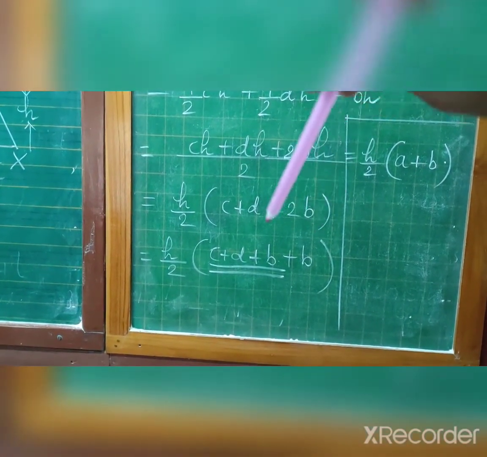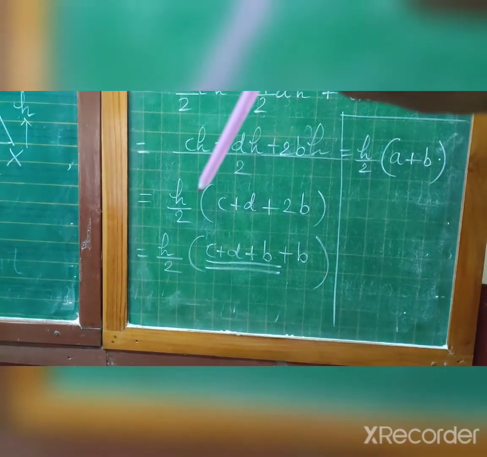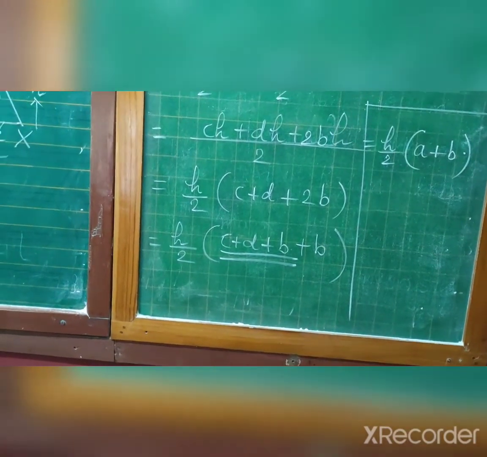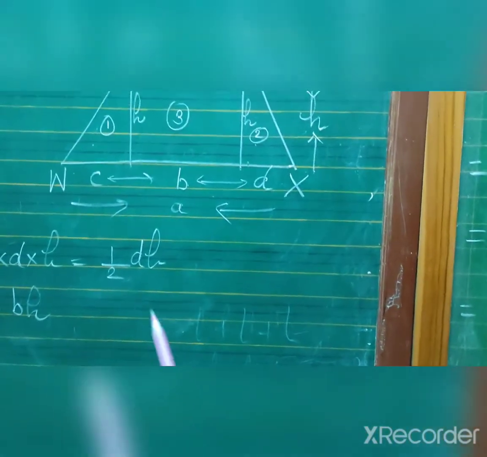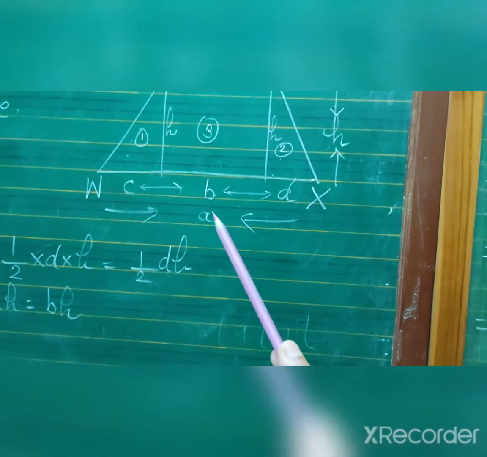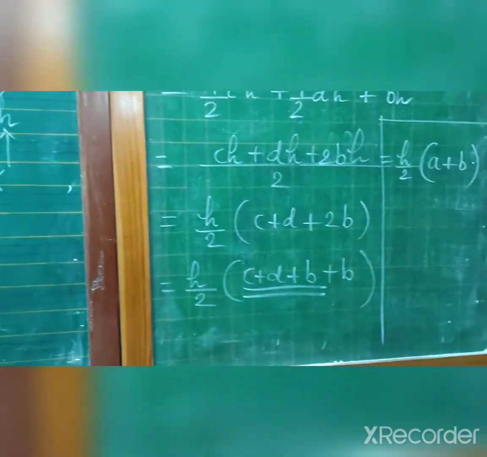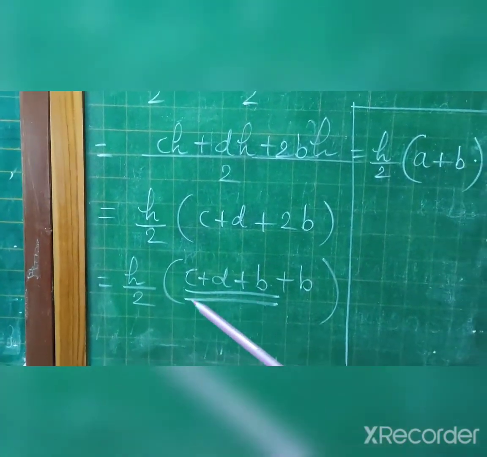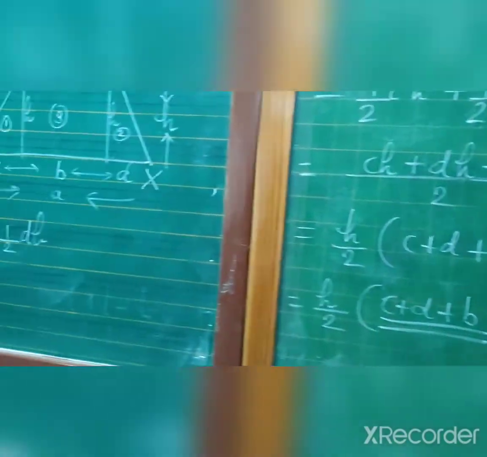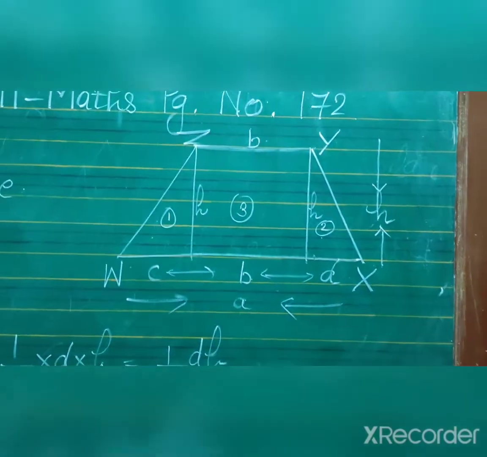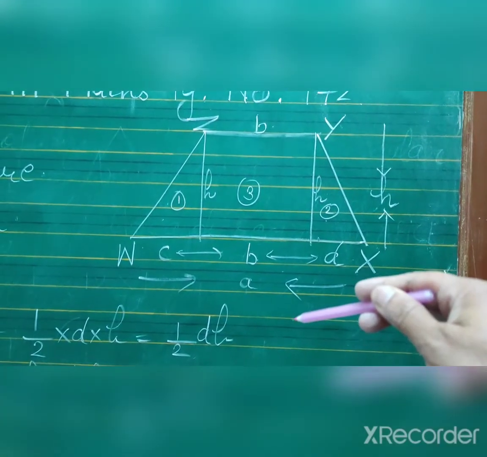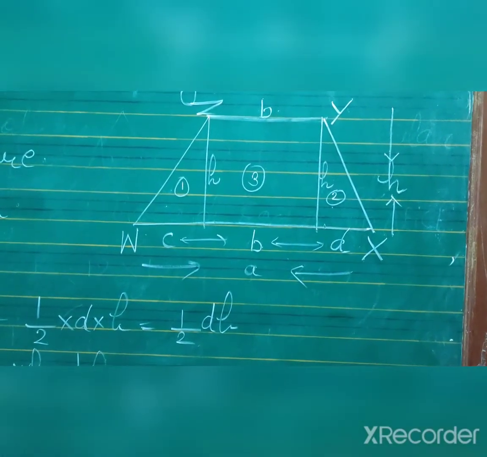And 2B we can write as B plus B. So H by 2, C plus D plus B plus B. And here C plus B plus D, or C plus D plus B, is equal to A. So in place of these 3 terms, we can write A. So H by 2, A plus B. So area of trapezium is the sum of opposite parallel sides into height divided by 2.